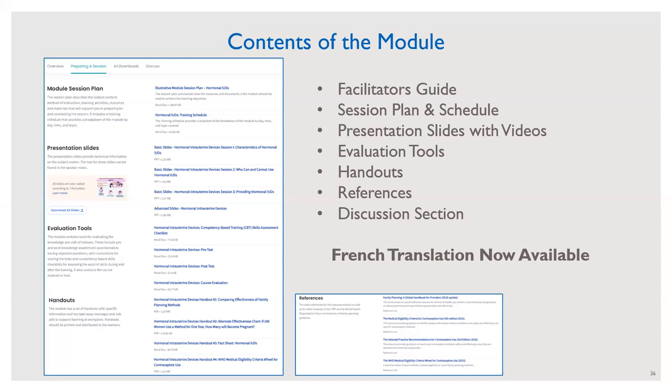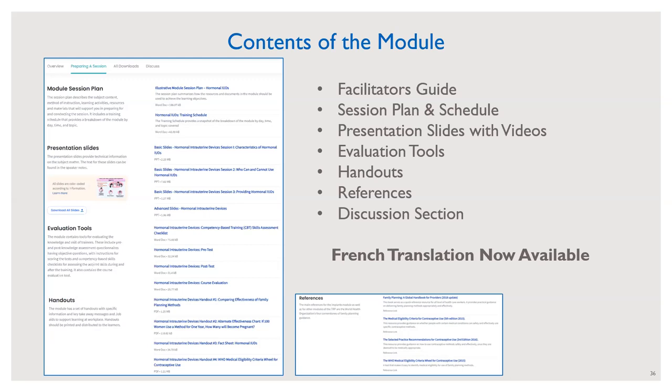Then you have the evaluation tools, which is basically the checklist, the skill assessment checklist, the pre and the post tests or the assessments, and the course evaluation. You have a set of handouts. There are actually about 16 to 18 handouts, and these handouts are referred to throughout the session plan and the presentation slides. And then you have a section on the references and a discussion section.